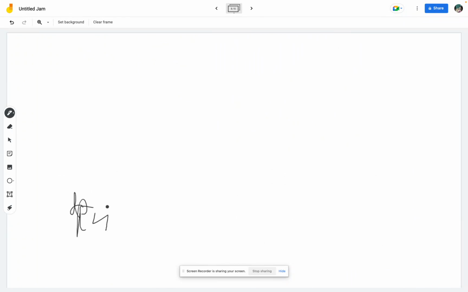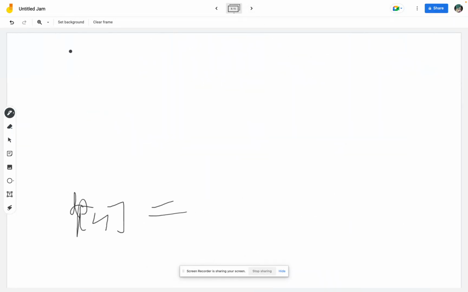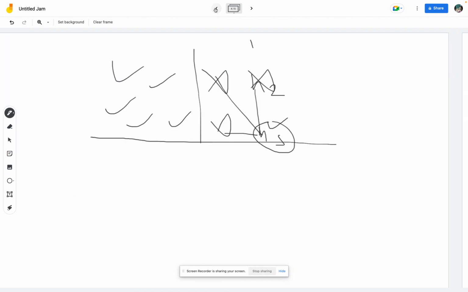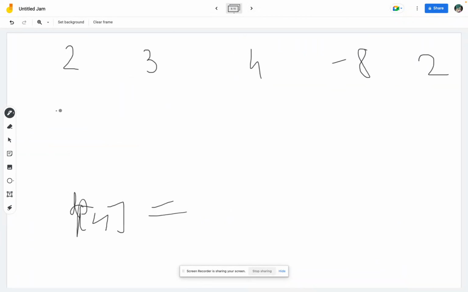And what was our array? Let me check once. It was 2 3 4 minus 8 and 2. And for that one, it was minus 5 8 3 1 and minus 4. Okay, now I'm at index 4.